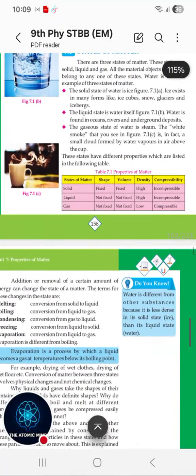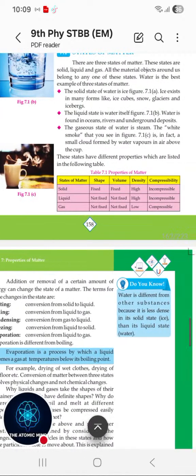These three states of matter have different properties. Solids have fixed shape, fixed volume, and high density, and solids are incompressible. Liquids don't have fixed shape, they take the shape of the container. They don't have fixed volume, have high density, and they are incompressible too. Gases again don't have fixed shape, they take the shape of the container, they don't have fixed volume, and they have low density and are compressible.